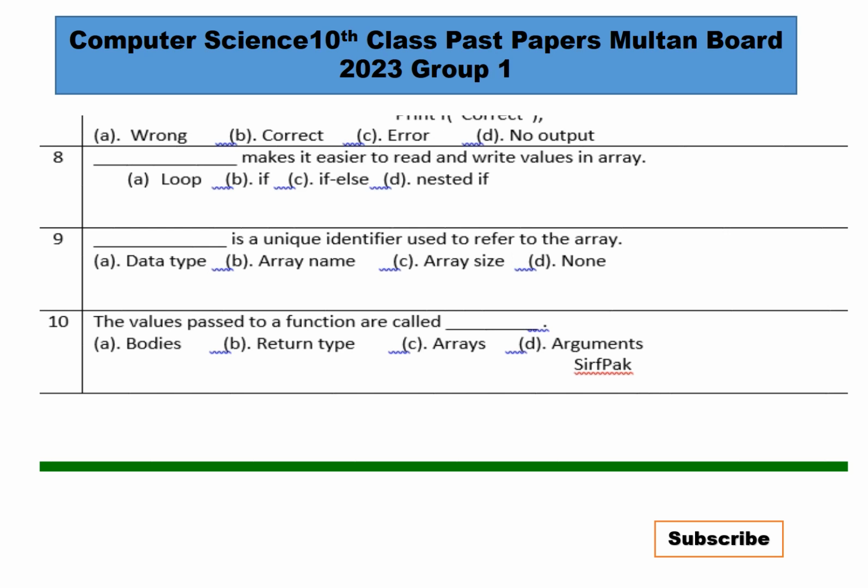Last MCQ number 10, the values passed to a function are called bodies, return type, arrays or arguments. Correct option is D, arguments.